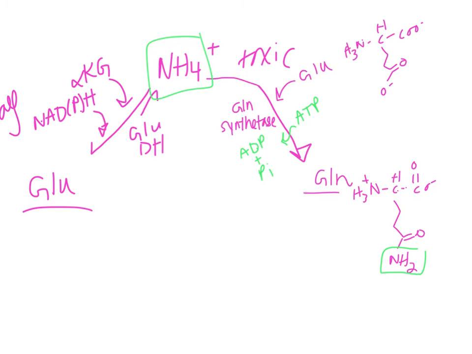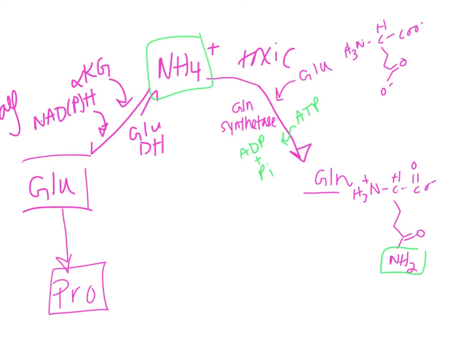And before I end this, we're going to make the third one. So glutamic acid is the direct precursor for the third amino acid of the day, which is proline. And I'm going to go to the next slide to show you the synthesis of proline.